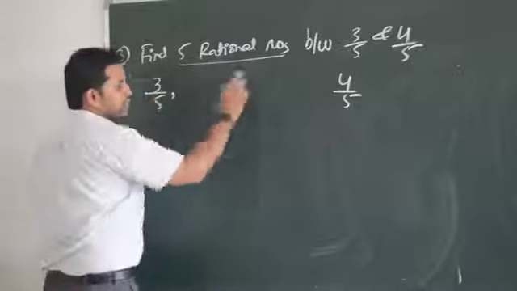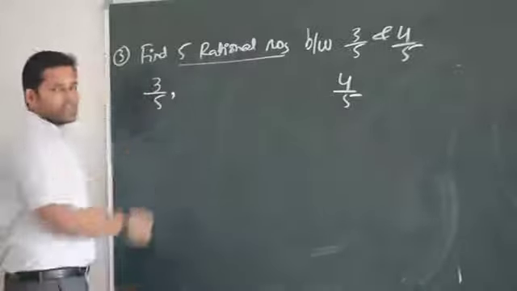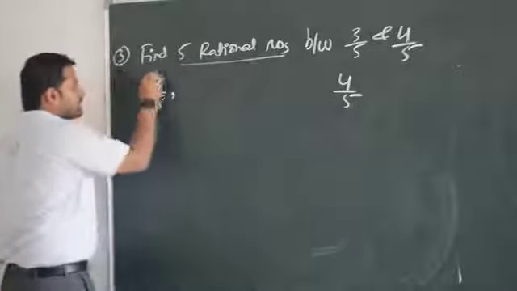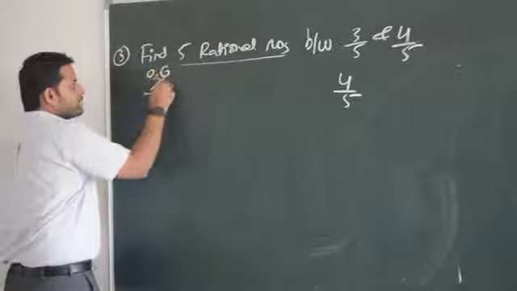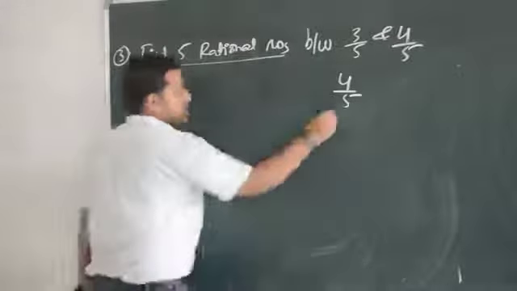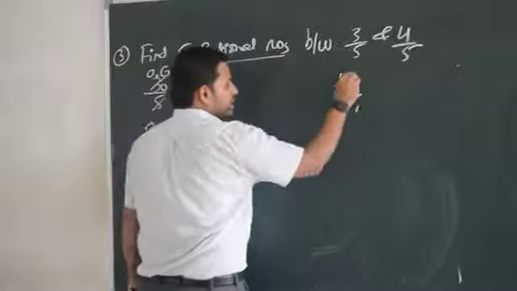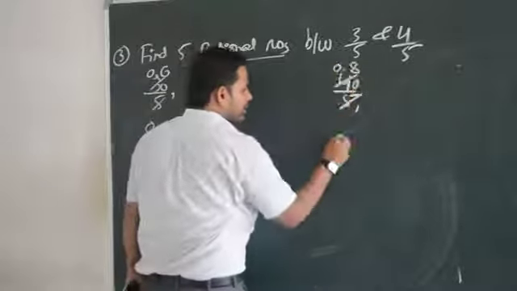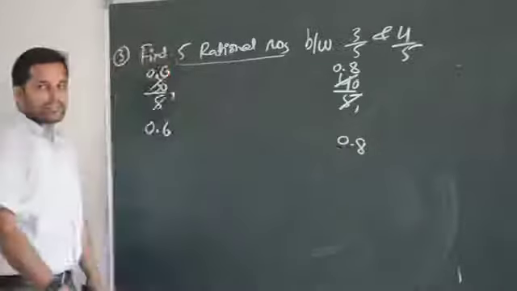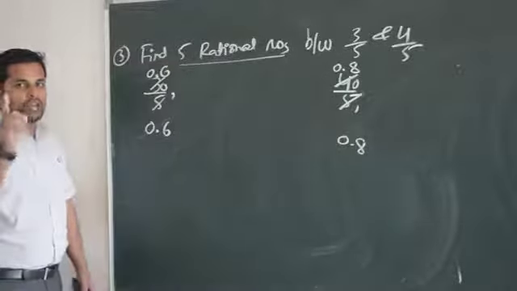Here it is not possible to do directly. Let me convert it into decimals. 3 by 5 and 4 by 5. 5 ones are 5, then 0.6. Nothing is there, so I have to take 0, then 0.6. So let me write it as 0.6. Then 5 ones are 5, then nothing is there, take 10, 0.8. Between 0.6 and 0.8, can I write some numbers? Of course I can write. Are you getting my point?